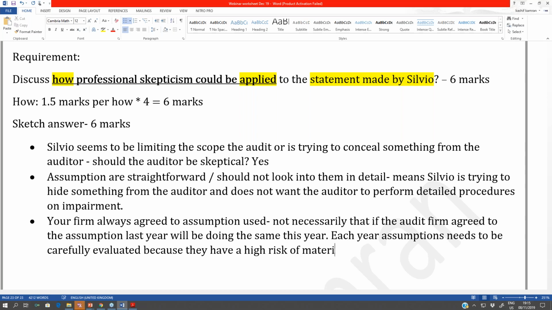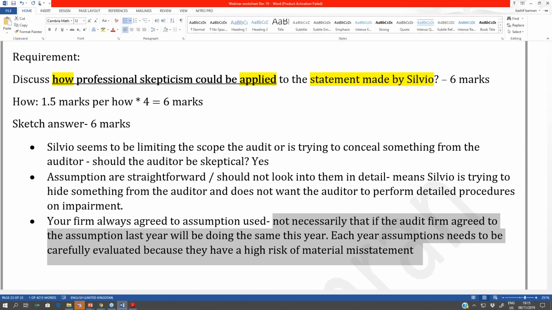of material misstatement. So twice in the first 2 points, we got that as if Silvio is trying to conceal something. Even though the statements of Silvio were very different, both the first two statements almost produced the same answer, but that was a case specific answer. Look at my third point. Your firm always agreed to the assumptions used. So I thought not necessarily that if the firm agreed to the assumptions last year, it will be doing the same this year. Do you agree with that? Each year assumptions need to be carefully evaluated because they have a high risk of material misstatement.